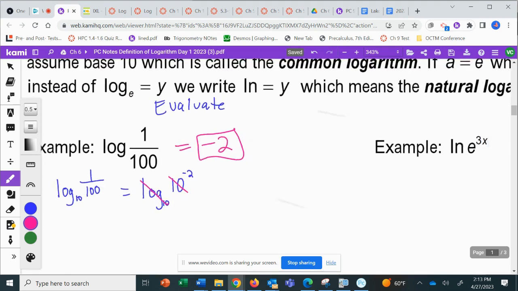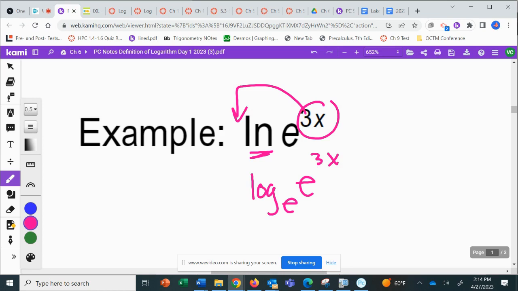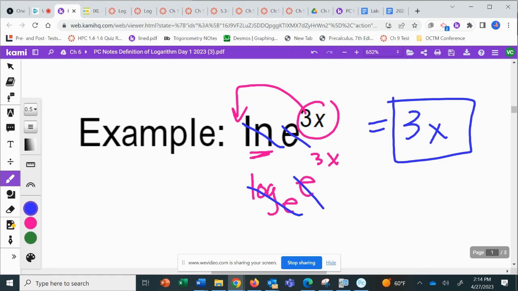And then the next example says ln e to the 3x. If we have a log, and ln is a log, it is log base e. If we have a log, this 3x can go in front, become normal sized. And ln and e are inverses of each other. So our answer is 3x. So ln and e undo each other.